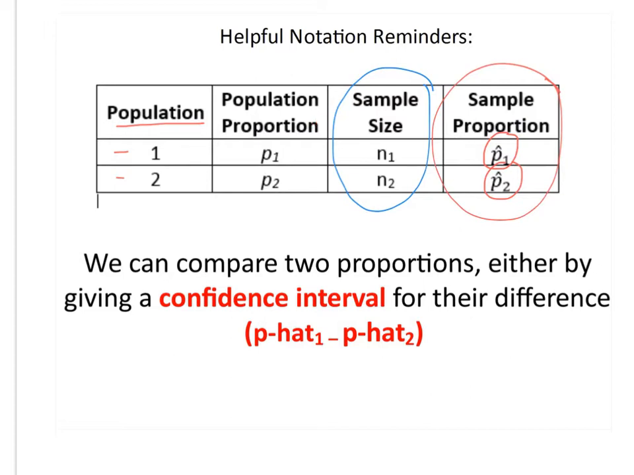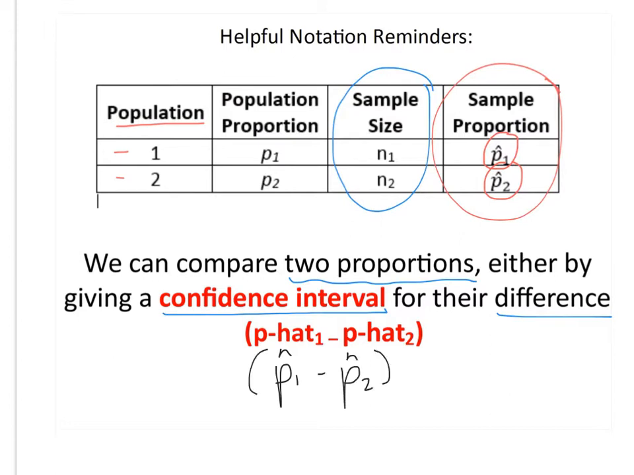So what I'm doing is I'm trying to compare two proportions by giving a confidence interval for their difference. So I want to compare, how does population 1 differ from population 2? So I'm making an interval around their difference, which will be P hat 1 minus P hat 2. So this is the interval that I'm making. I'm saying, what's the true difference between these two populations?